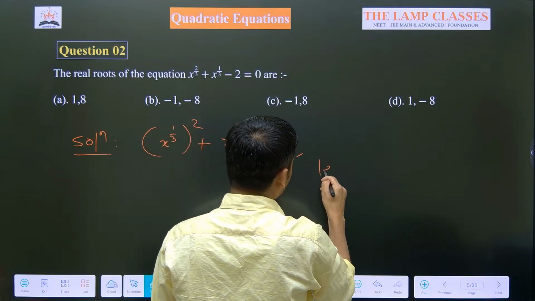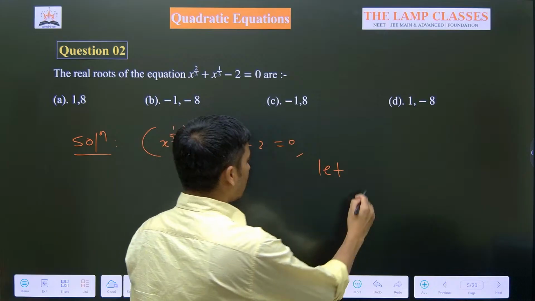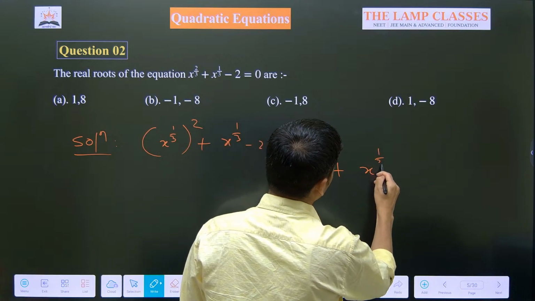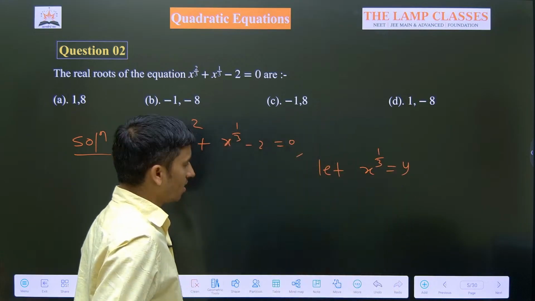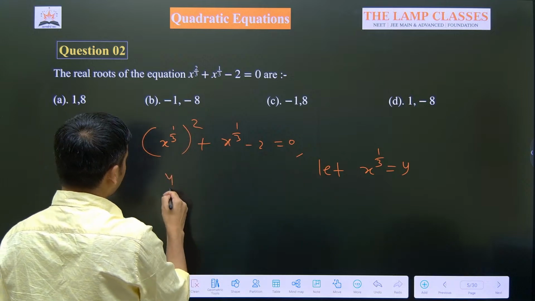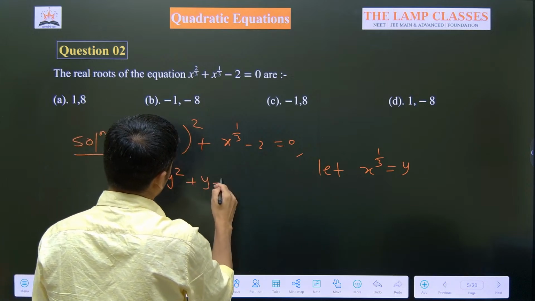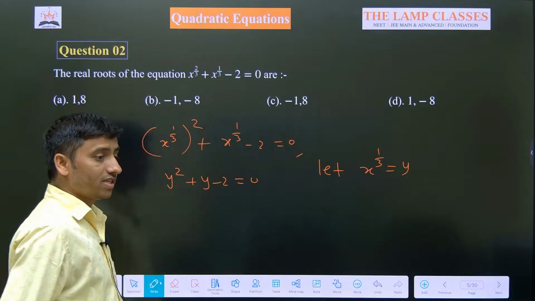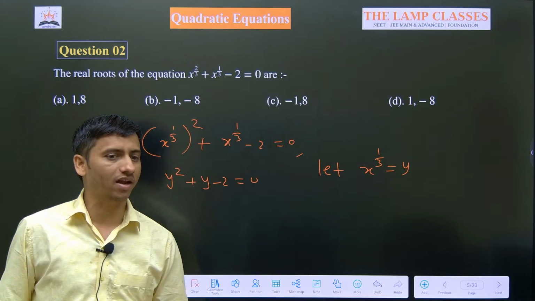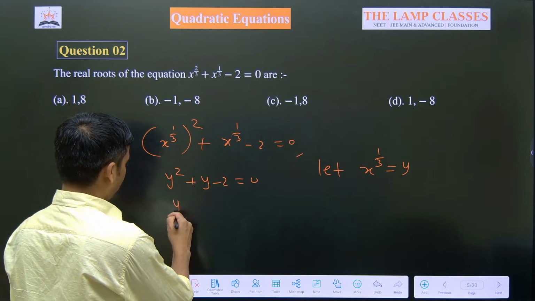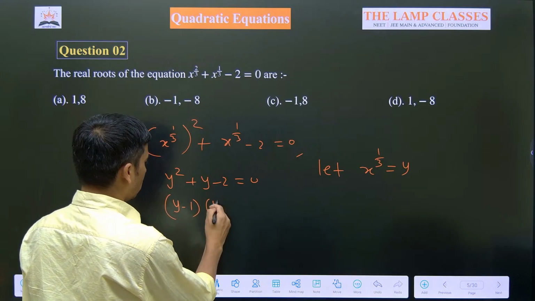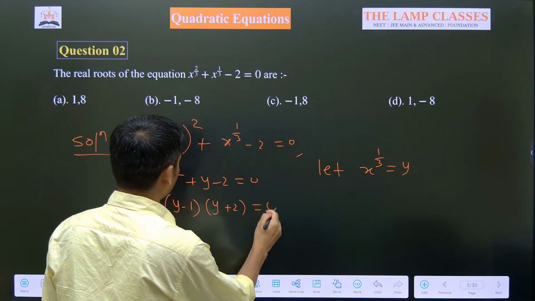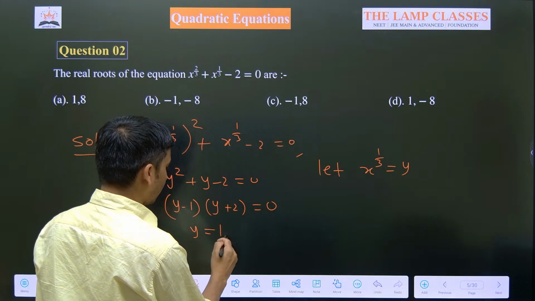For simplicity, we can do substitution. Let x raised to 1 by 3 be y. So if I do that, this equation becomes y square plus y minus 2 equal to 0. And this is very easy to factorize. I think you guys can directly write the factors of this, right? So factors are y minus 1 into y plus 2 is equal to 0. That means y is 1 and minus 2.